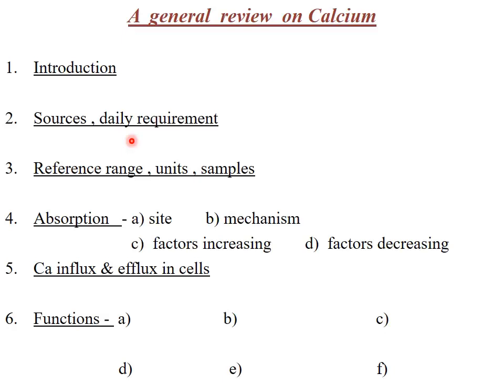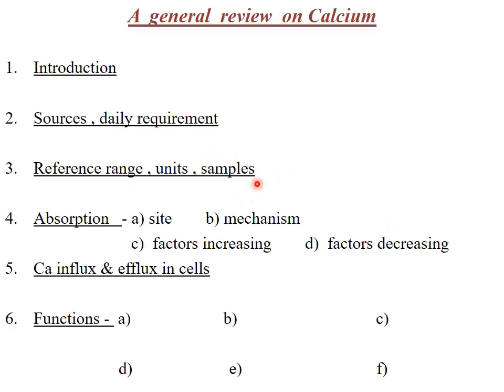Now the reference range means the normal value. What is the normal value? It is 9 to 11 mg per deciliter. It can also be expressed in milli-equivalent per liter, where 4 to 6 milli-equivalent per liter is the normal value. Regarding the sample, it is serum which we collect for estimating the calcium. Total calcium can be evaluated, and at the same time the ionic form. But remember that the active form of calcium is definitely the ionized form.